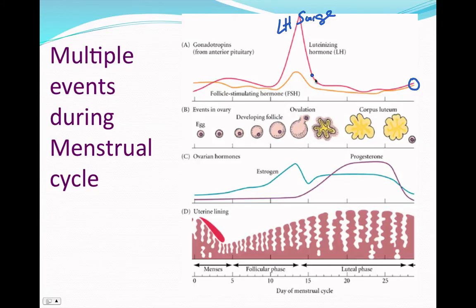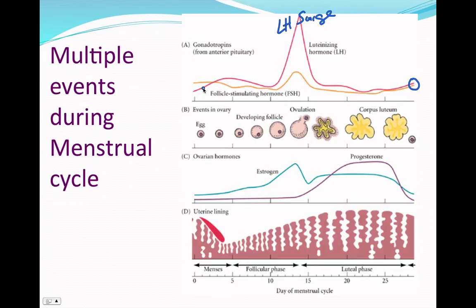After the LH surge, it goes back down to low levels once again, and then it begins a steady climb in the latter part of the month. And again, when it reaches the end and there's no fertilization event, it's going to cause the release of more follicles the next month.